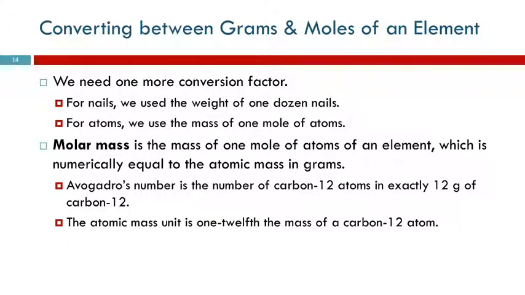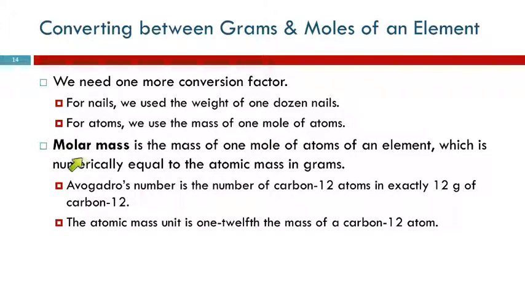So the point of all of this is to learn how we can count atoms by weighing them. And to do that, we need one more conversion factor besides 1 mole equals Avogadro's number of things. When we're counting nails by weighing, what we need is the weight of a dozen nails. Then we can use the weight to figure out how many nails we have. For atoms, we need the mass of 1 mole, 1 chemist's dozen of atoms.